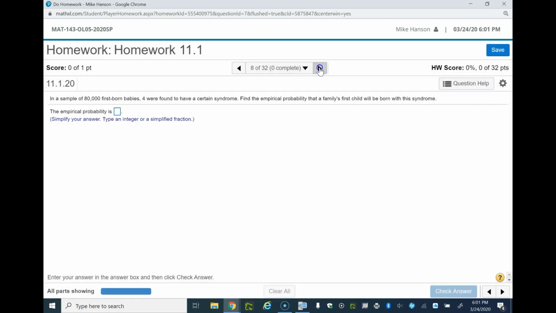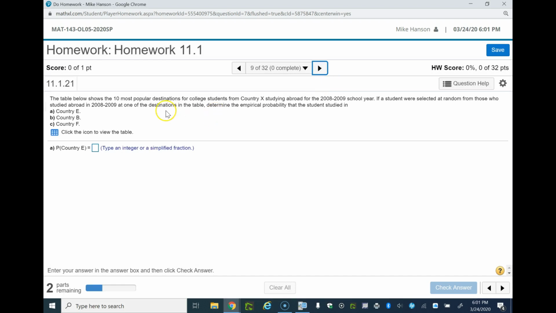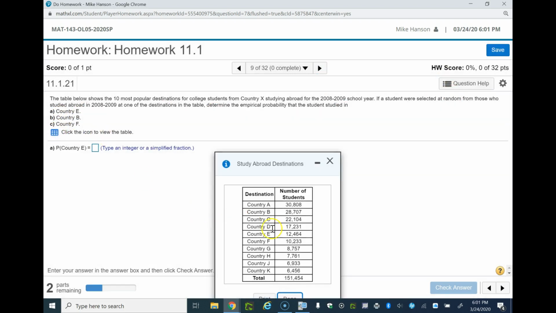If I scroll a little bit more, the same thing occurs for these examples here. Here is the total, because they added it up together. So when it asks for country, part E, guess what goes on top? Country over the total of this one. So here, you put this 12,464 over 151,454 in your calculator and reduce it, and that will be the answer for E, and so forth.